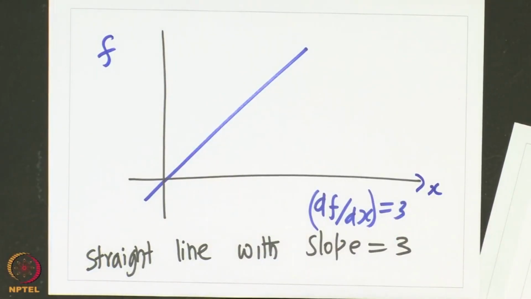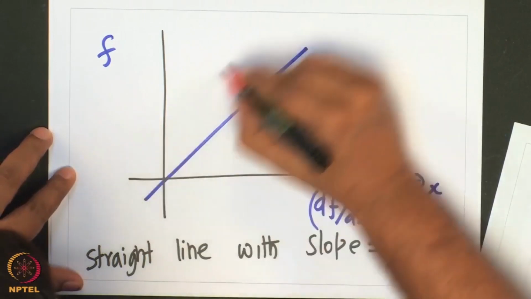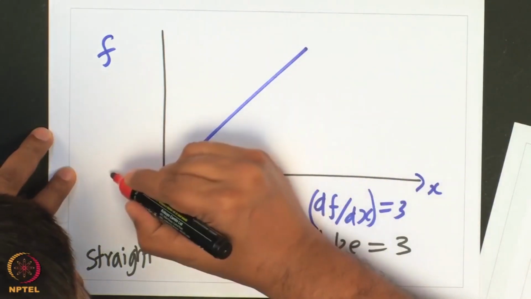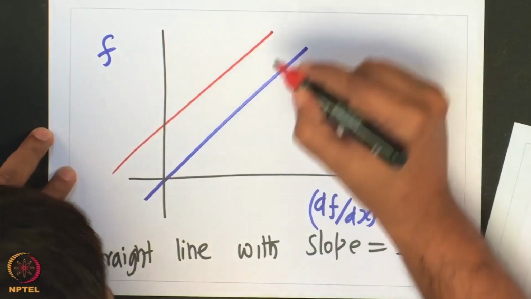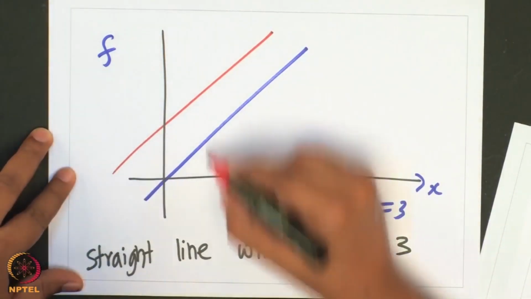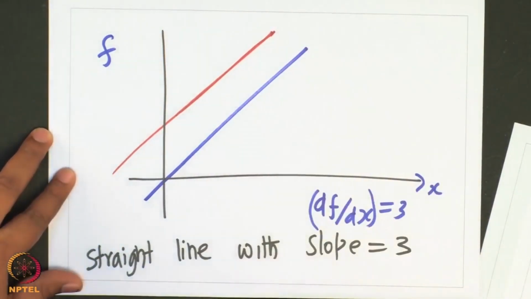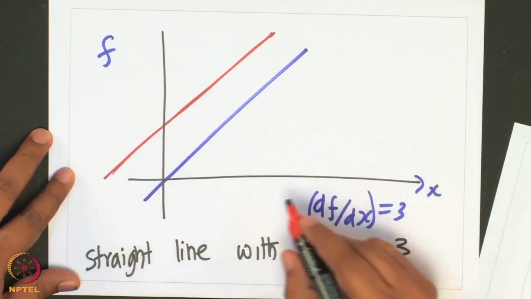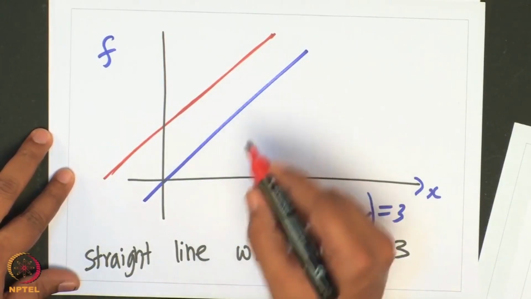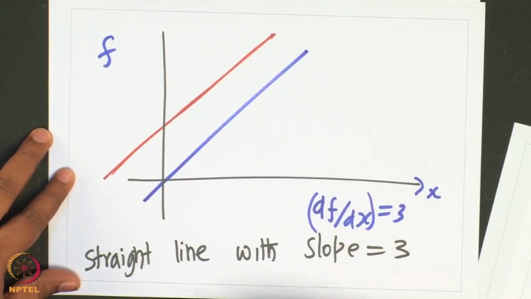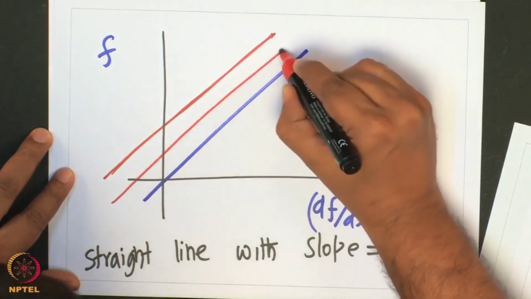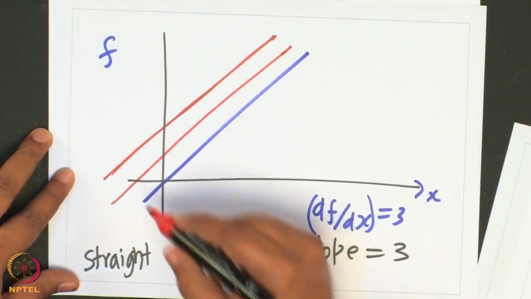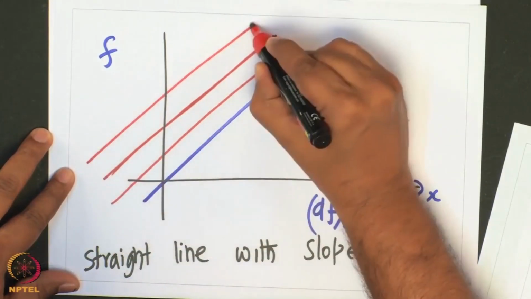But I could also draw another curve, another straight line which is parallel to this. So let me draw another straight line like this, which is parallel to this. Pardon me if it is not fully parallel, but draw another line which is essentially parallel to this. And you will find that this also has slope equal to 3. I can draw another line which is also parallel to this. I can draw another one here.